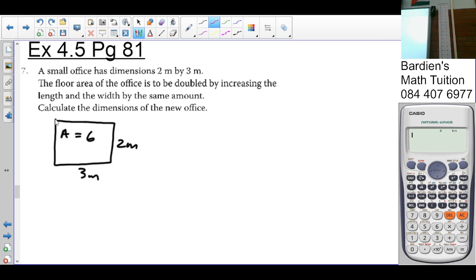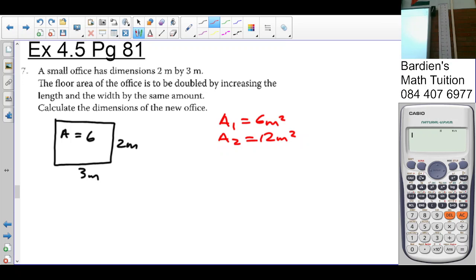Then we are told the floor area of this office is to be doubled. So the first area is 6. The second area must be what? What do you notice? I'm starting to do the calculations as I move on. I don't read everything first, I read and start writing as I go. So that's going to be 6 meters square. The new area is 12 meters square.